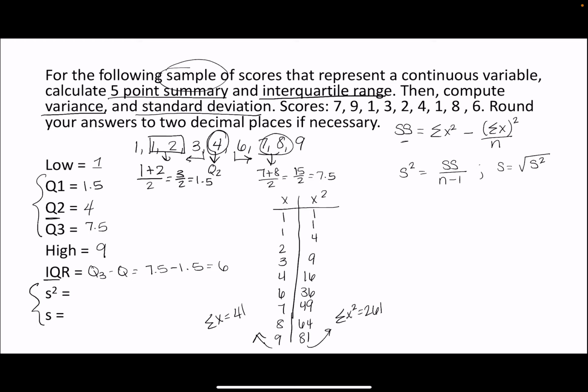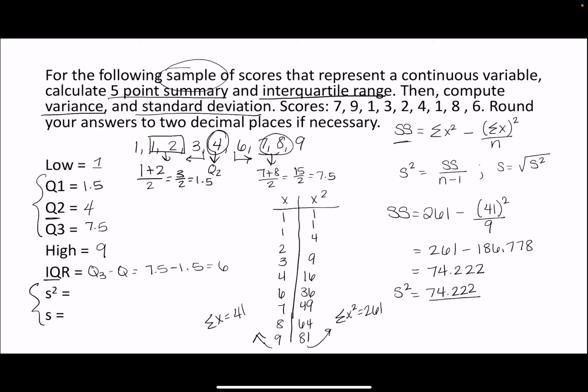So now we're going to come up here and do our SS. So SS equals 261 minus 41 squared divided by 9. Remember, our n is 9. We had 9 pieces of data. And when we do all of that good math there, this is going to be 261 minus 186.778. That's going to end up being 74.222.